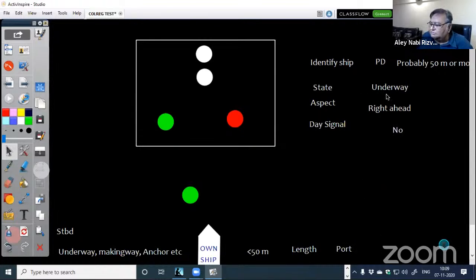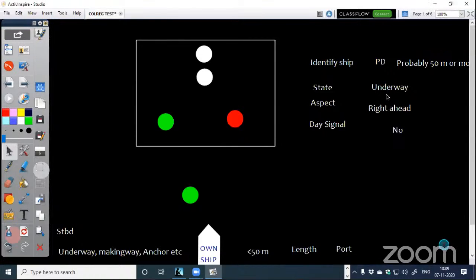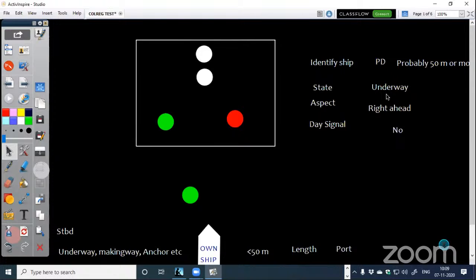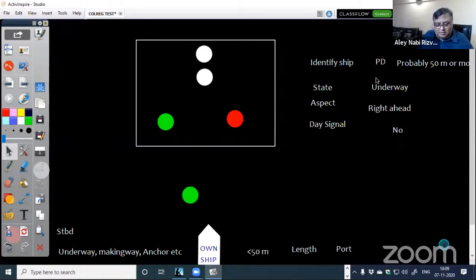So whatever I'm writing here, that's okay. But do you remember something about towing vessel? Sir, yellow light should be there. Right ahead. The yellow light is at the stern. Yes. From right ahead, you will not be able to see yellow light. Yes, sir. So this could be a towing vessel also, or pushing vessel underway, a length of the tow less than 50 meter. That is the catch.